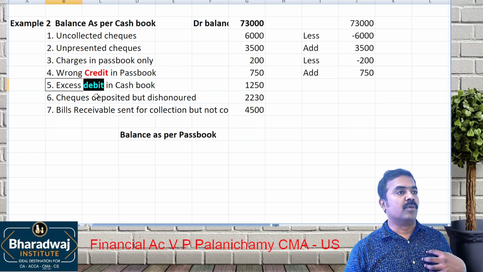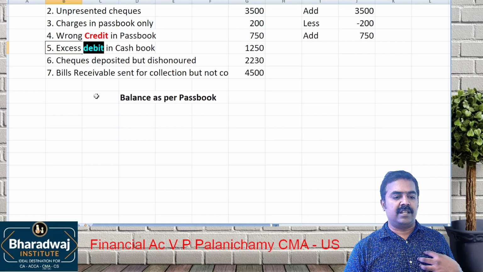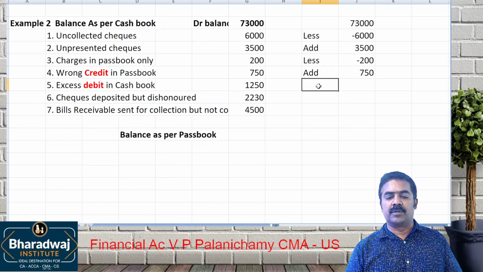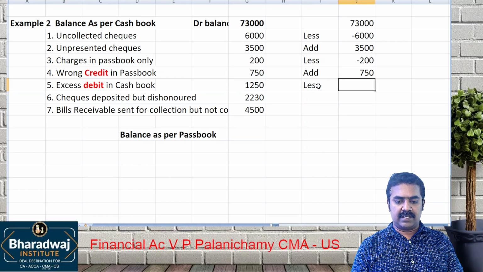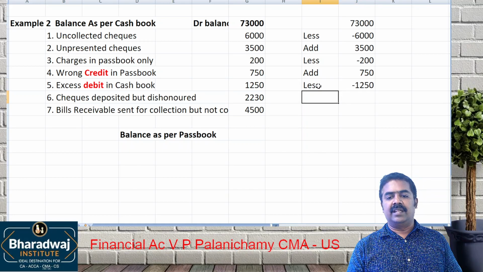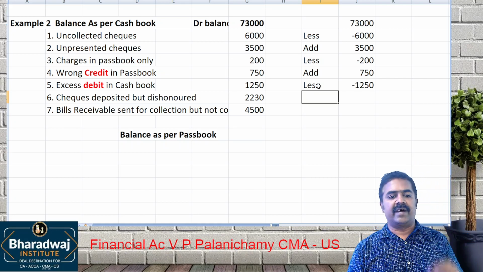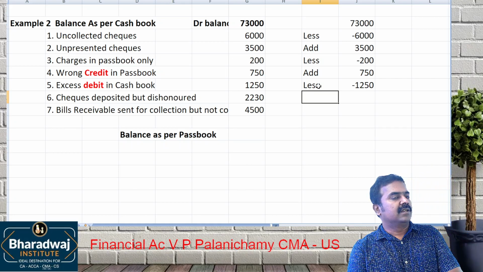Excess debit in the cash book. We debited more, we added more in the cash book. So what to do? Less 1,250. In the cash book, the debit side means the deposit side. We have added more in the cash book, so eliminate it.